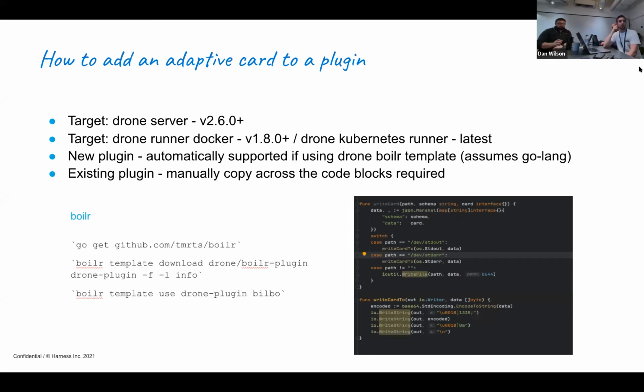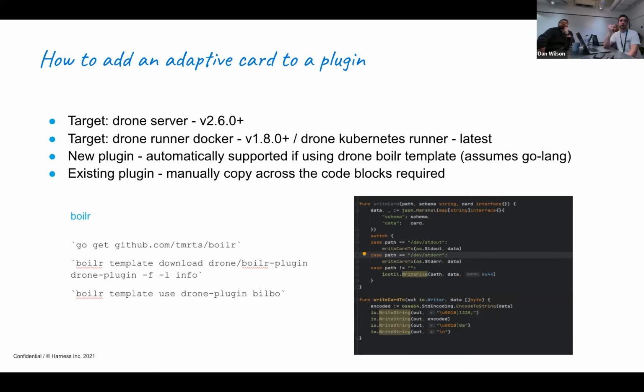All right. So in order to use this feature, you need to upgrade your Drone server to 2.6.0 or above. So any of you that are on 1.0.0 and wanting to go to 2, it's pretty worthwhile. There's a lot of new features in there, and the upgrade should be pretty seamless. Drone Runner Docker and the Kubernetes Runner, the latest Drone Docker is 1.8.0.